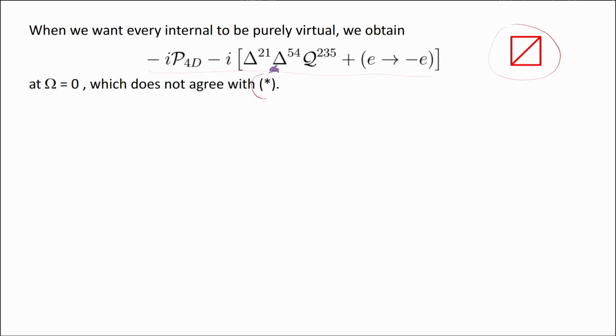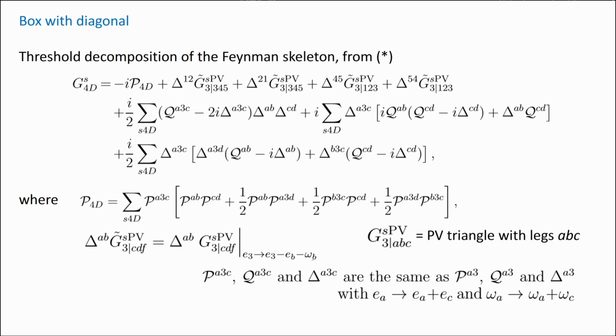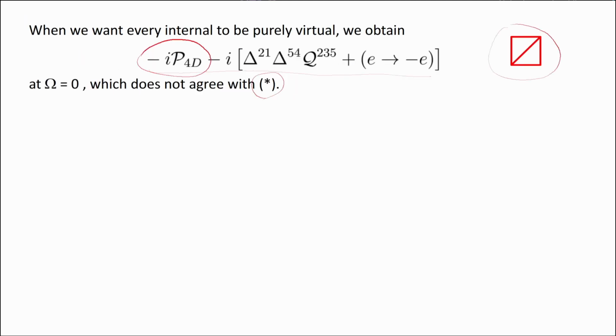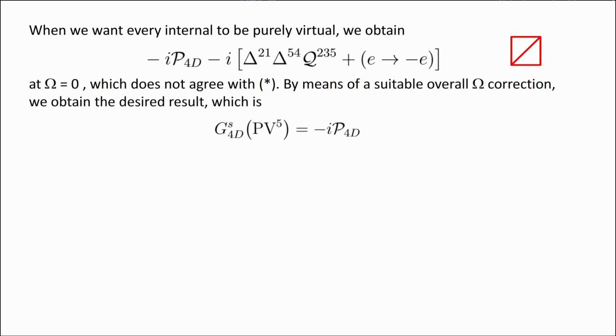which is not in agreement with the one of my previous paper, because this would be the completely purely virtual box with diagonal, and that would have to stop here. This is the part where you only have principal values, just this. Then you have many corrections with deltas. Those have contributions of on shell, and if you want to remove them, you need to get rid of this. And you can get rid of it with an overall omega, but the important thing here is, why is there an overall omega? The reason is very simple.